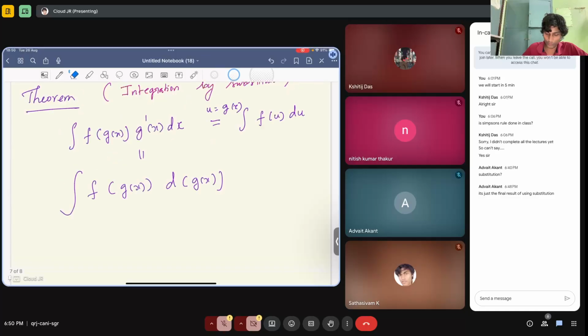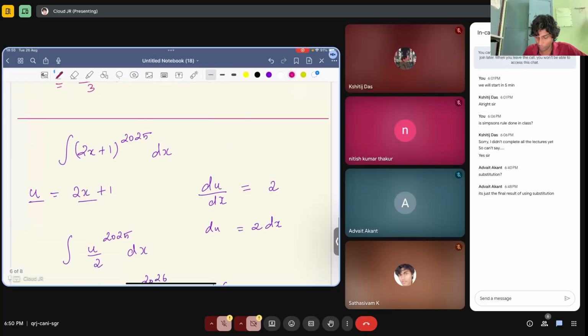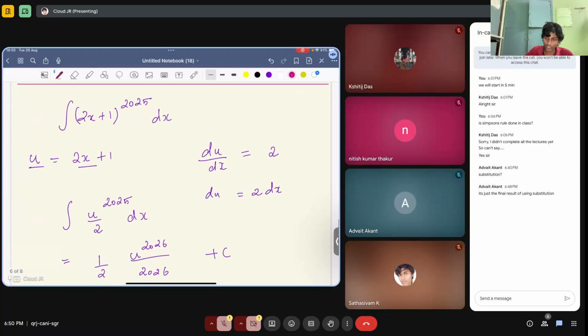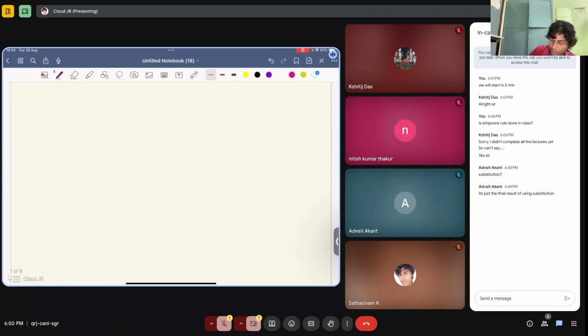So this is one type of substitution. The other type, I didn't prepare a problem, unfortunately. Just now I remember. So what we are doing here is, instead of a term, we are putting u. This is one way of substituting. Another way I will tell you, it's a little bit different.